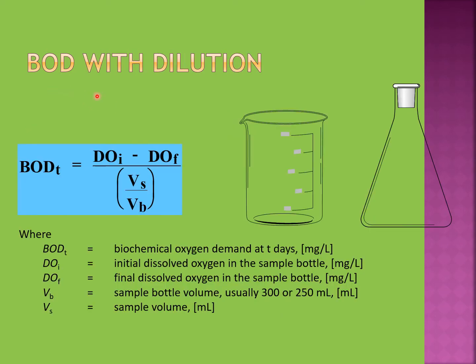If we take a diluted wastewater, then BODt equals DOi minus DOf divided by Vs minus Vb, where BODt is the biochemical oxygen demand at any time t, DOi is the initial dissolved oxygen, DOf is the final dissolved oxygen, Vs is the sample volume, and Vb is the bottle volume. Usually a BOD bottle ranges from 250 to 300 milliliters.